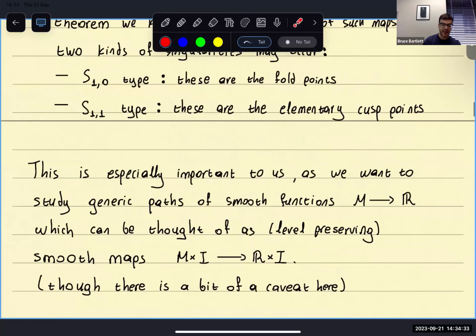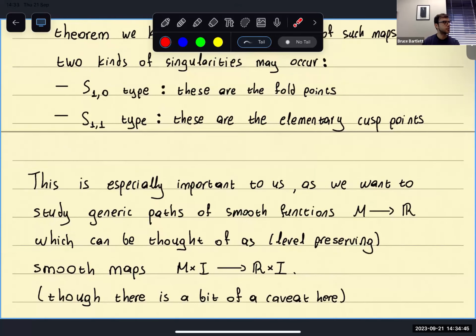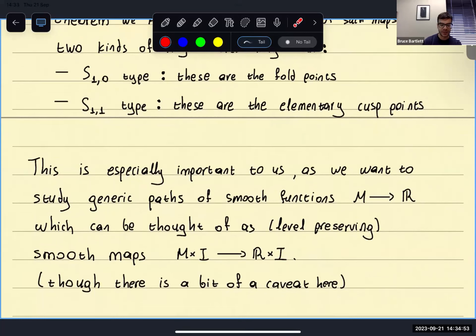There is a bit of a caveat. You have this level preserving condition, which doesn't show up directly in Thom-Boardman theory. So you have to work a little bit harder if what you actually want to do is study generic paths of smooth functions. As far as I know, you don't get to directly input Thom-Boardman theory.